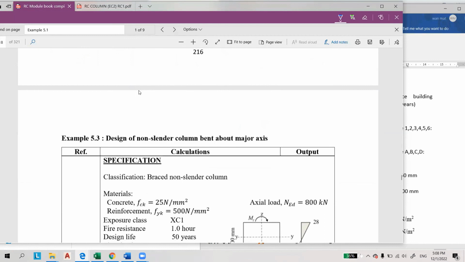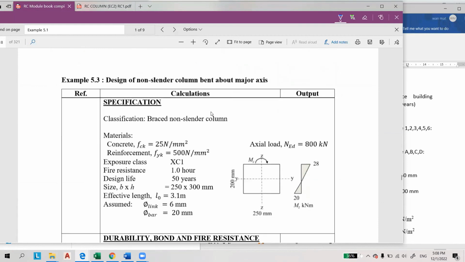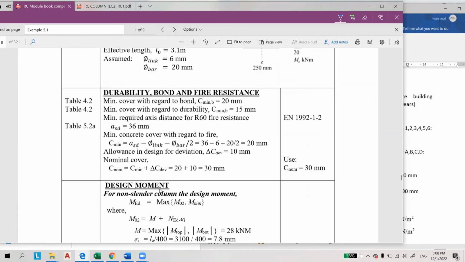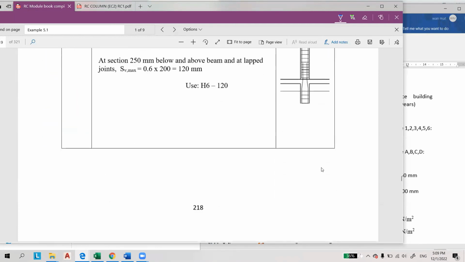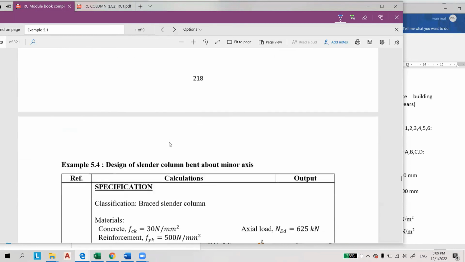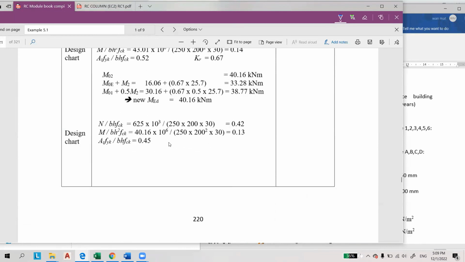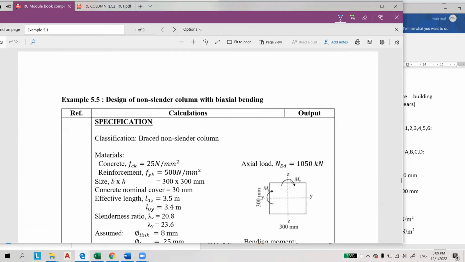In our next class, we will discuss example 5.3, design of a non-slender column bent about the major axis. This is the situation given, and we can design. I think we have to refer to the design chart. I will show you how to use the design chart later. So make sure you are available for our next class. This is very simple. Then we can do 5.4 also, and 5.5 is about biaxial bending. This is quite complicated, but it's okay.